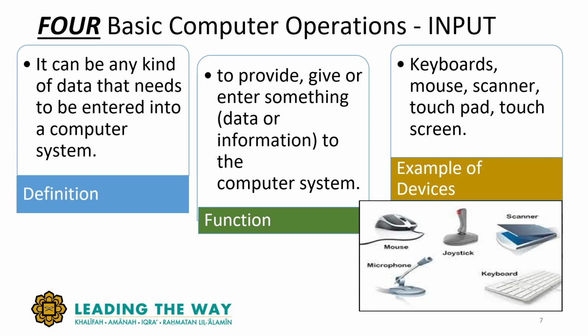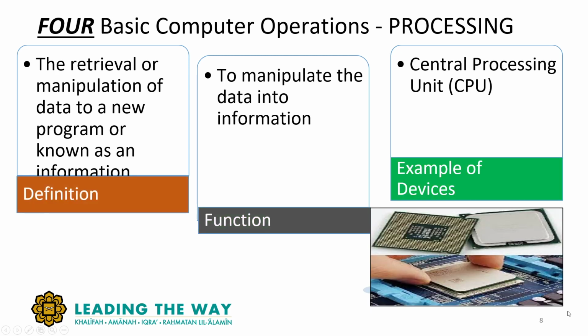The next slide is about the second operation, processing. Data processing is the most basic function of a computer. Remember that. This function is performed by the central processing unit, or CPU, which consists of electronic circuits that can read and execute code instructions to perform a wide range of tasks.